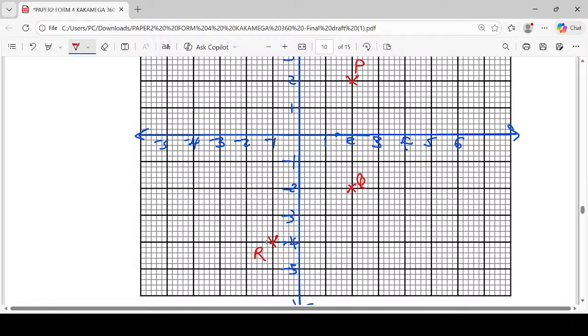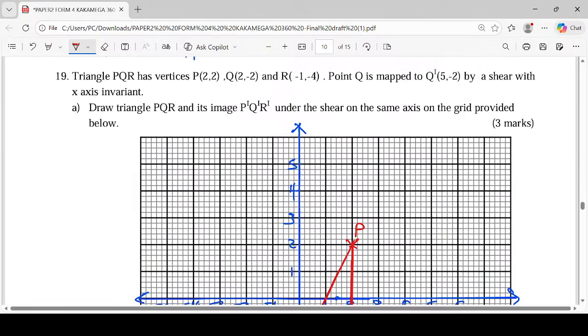Let's join these first to get the triangle and see the type of triangle we are getting. So that is our object PQR.